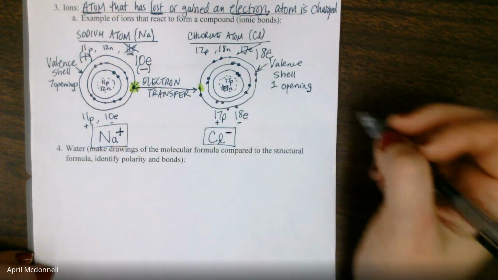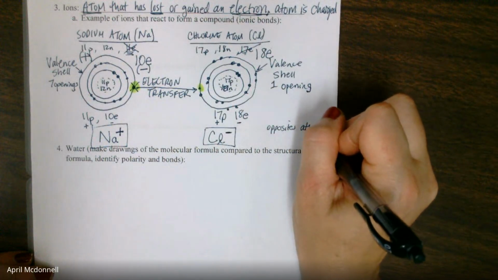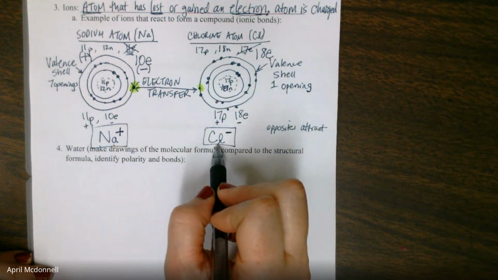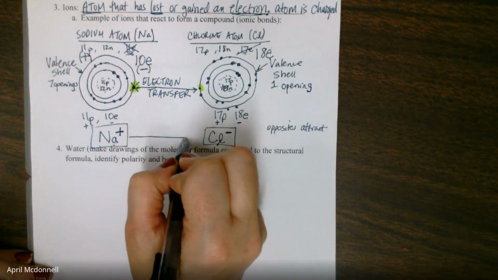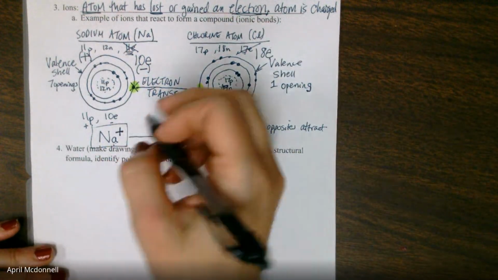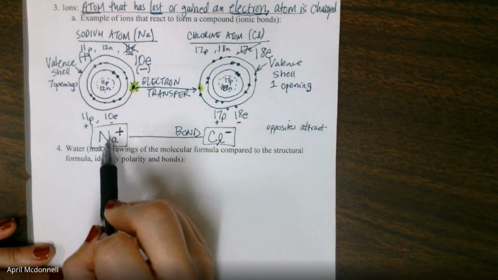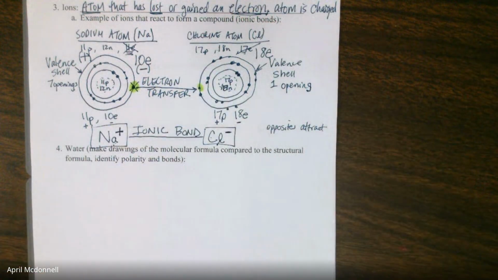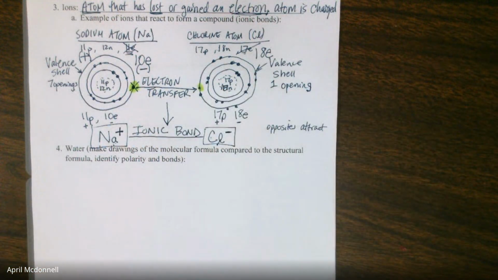So you maybe have heard of an old saying, opposites attract. Well, the sodium ion will definitely attract the chlorine ion because sodium is positive and chlorine is negative. And the force of attraction that is going to connect them together is called a bond. In this case, because you have two ions, we're going to call that an ionic bond. So I want you to remember that an ionic bond is going to ultimately be formed due to an electron transfer.